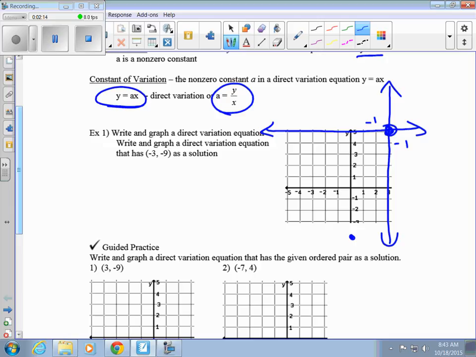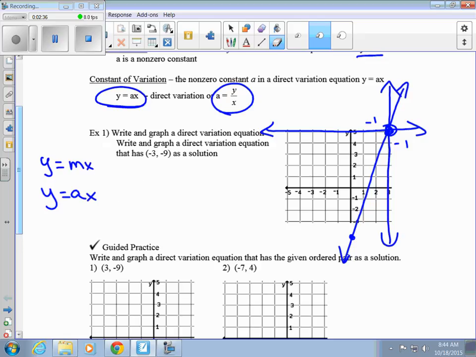And our graph is always going to go through the origin. Because when you think about it, there's your equation in slope-intercept form. Well, this looks very similar to y equals ax, only we don't have a y-intercept, which means the y-intercept is actually 0. So your graph is always going to go through the origin.